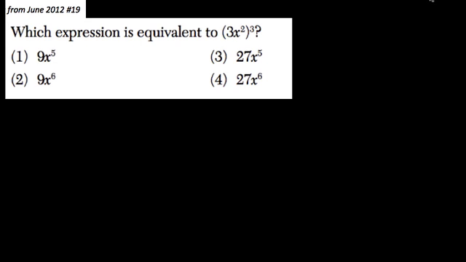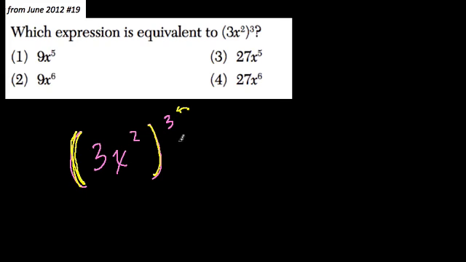Alright, so in this question they say, which expression is equivalent to (3x squared) cubed? So if we look at this, (3x squared) cubed, what does this mean? Well, when you have an exponent, I'm going to look at this one first, the one outside the brackets. That means take everything inside these parentheses and do what?